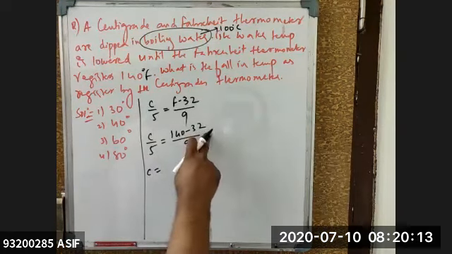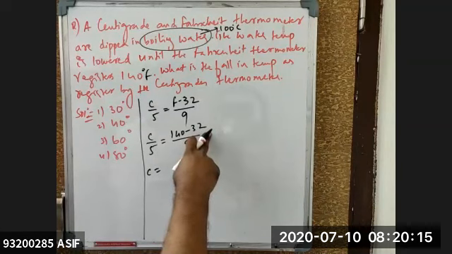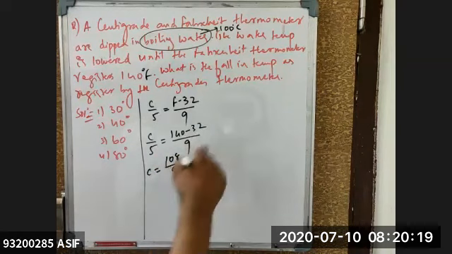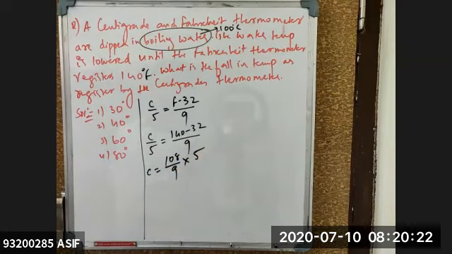140 minus 32 is 108. 108 divided by 9. This 5 will go up. This will be your 5. So how much am I getting? You see this one, the C value? 540 by 9. How much?